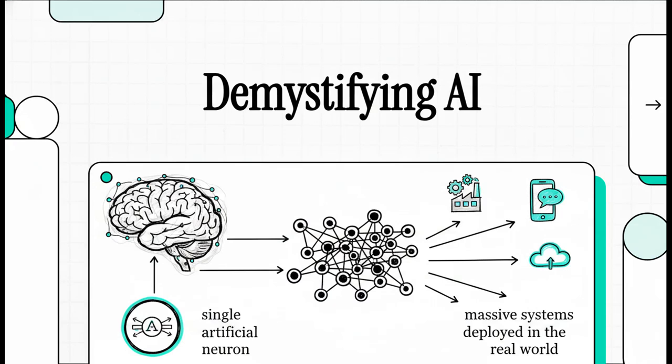Welcome to The Explainer. Today, we're taking a pretty wild journey from the absolute broadest definitions of artificial intelligence all the way down to the microscopic math of a single artificial neuron, and then zooming right back out to see how these massive systems are actually deployed out in the real world. If you've been hearing these buzzwords everywhere and just want a clear, structured roadmap of how this technology actually works under the hood, well, you're in exactly the right place.